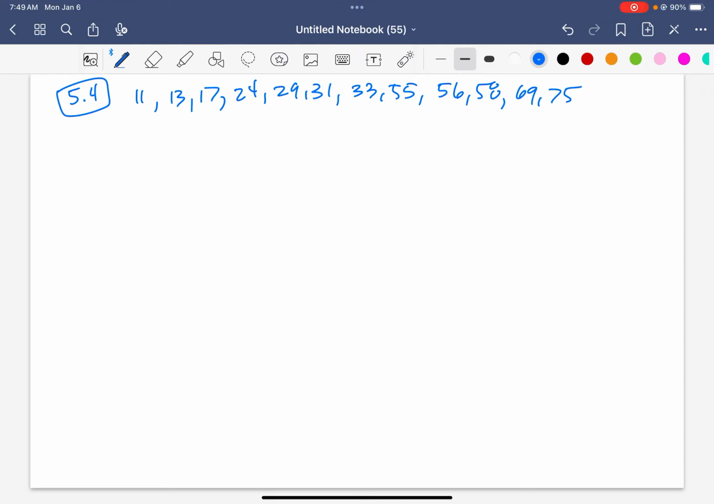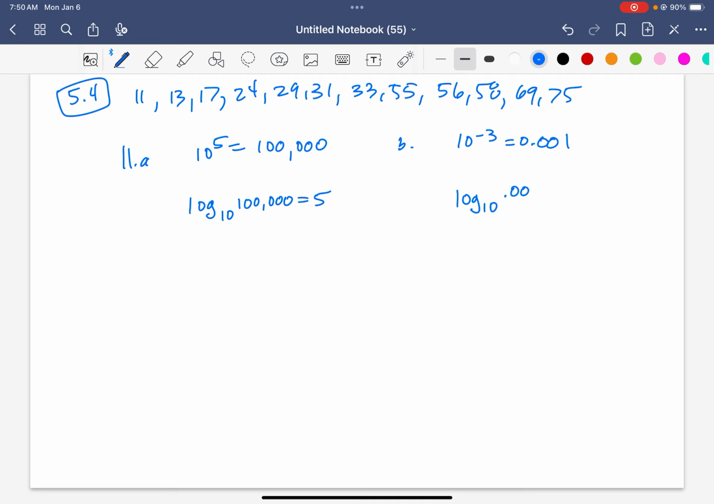Okay, if we look at number 11, it says change to logarithmic form. For 11a, it's 10 to the 5th equals 100,000. That would be log base 10 of 100,000 is equal to 5, because a log is just an exponent. For b, if you have 10 to the negative third is equal to 0.001, that would be log base 10 of 0.001 is equal to negative 3, because this base to this power is this result.